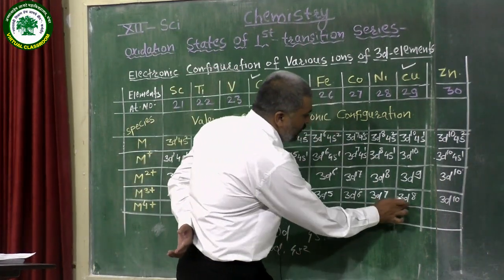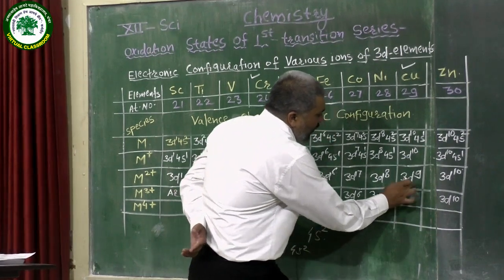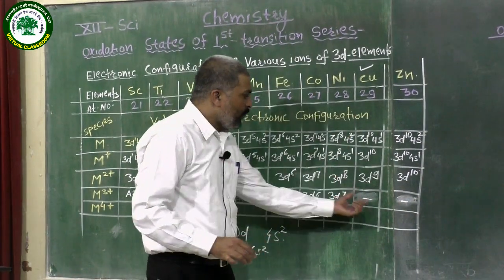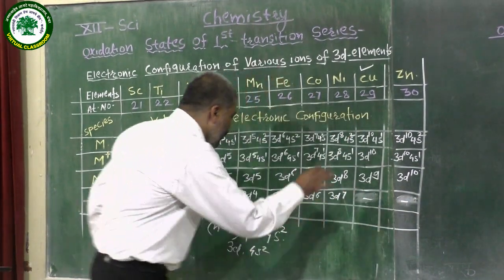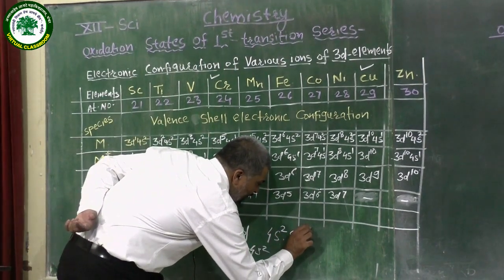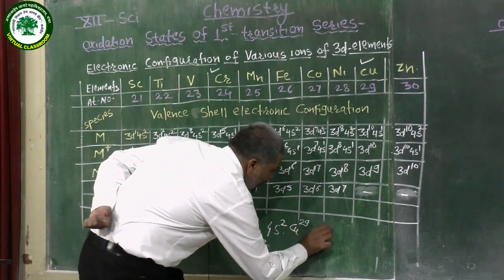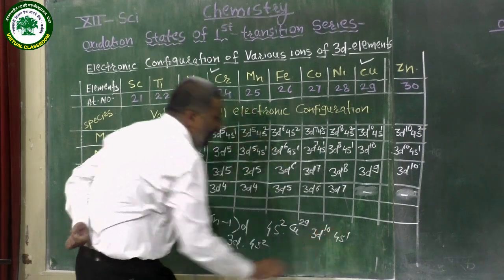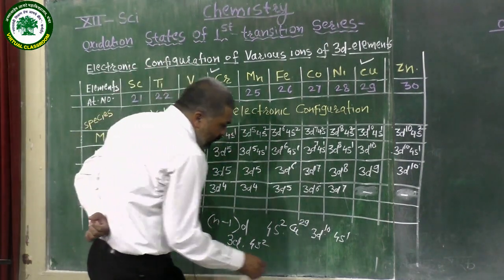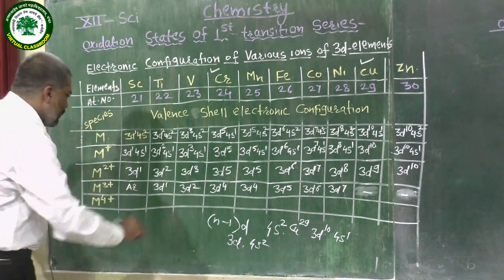Here in tripositive ionic state, in case of copper, see here, copper having atomic number 29, electronic configuration is 3d10 4s1, and we are writing the electronic configuration in tripositive state. What does it become?